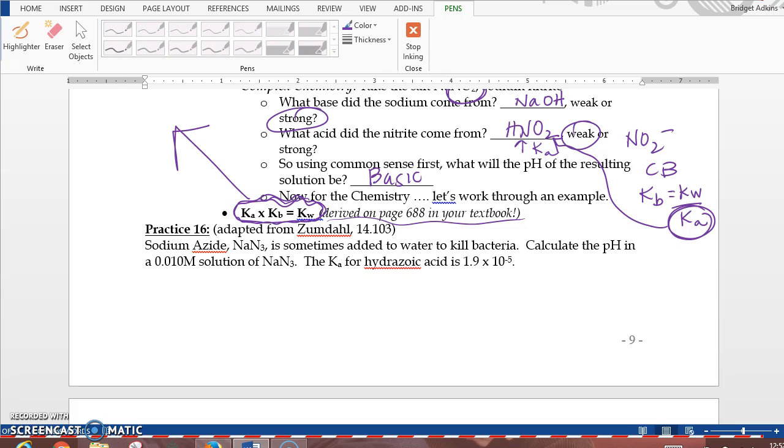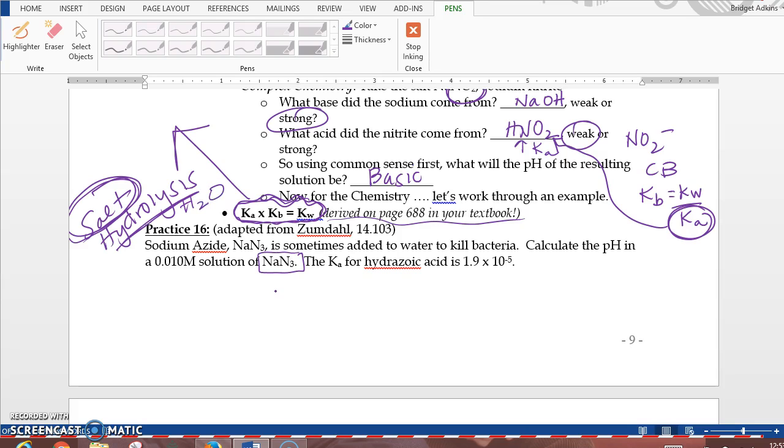So they want you to calculate the pH of a 0.01 molar solution of NaN3. And then they give you the Ka for hydrazoic acid. All right, so if you're looking at this and you're like, they've given me a salt and they want me to know the pH of it, I want your brain to go to salt hydrolysis. And that may sound scary, but all that means is that one of the ions from the salt is going to hydrolyze. And hydrolyze might sound scary, but all that means is to interact with water.